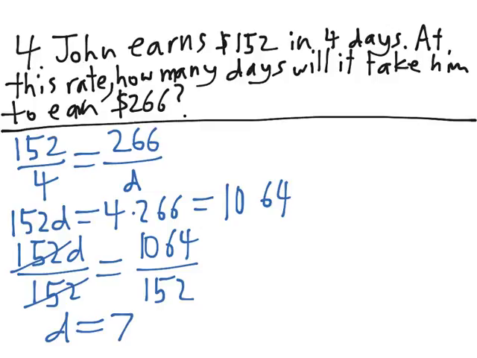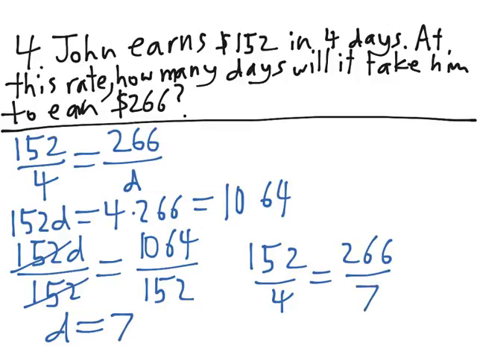But let's check our work to make sure. If we plug in 7 for d in our proportion, we get 152 over 4 equals 266 over 7. 152 over 4 is just 38 if we divide that out. And then on the right side, 266 over 7 is also 38. So this was correct.